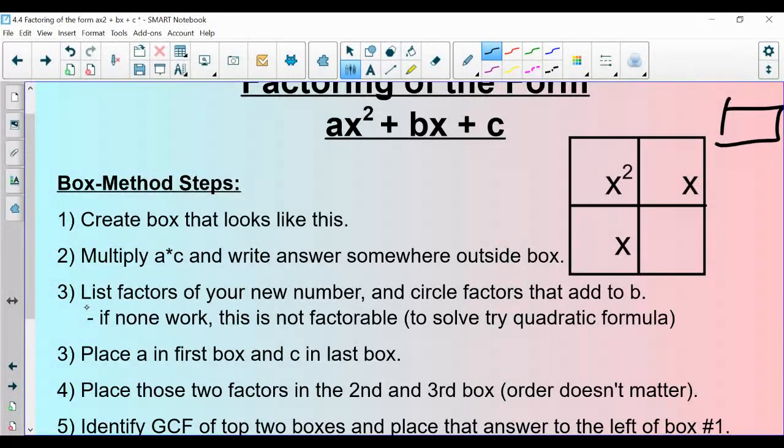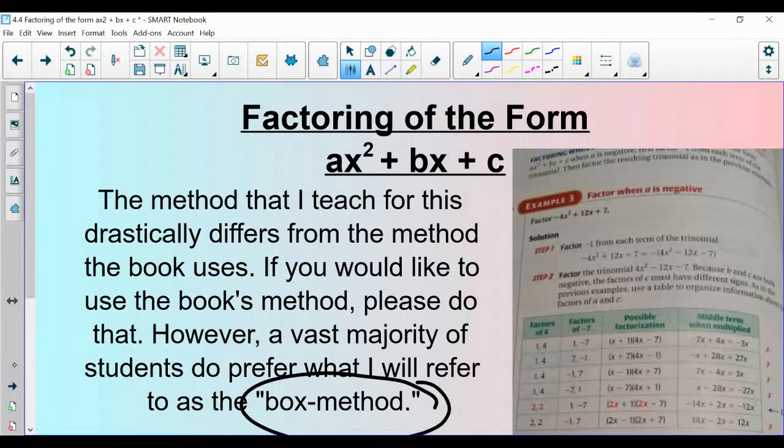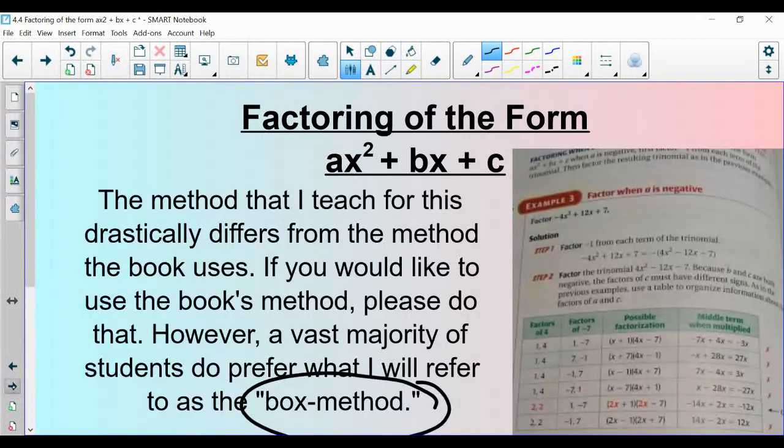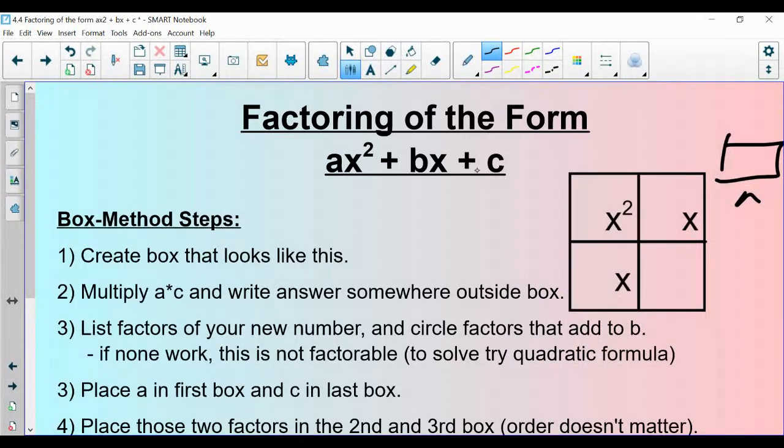Apparently I can't count, but step 3 says list the factors of that number. Just like over here we listed the factors of the last term, negative 12. Here it's not going to be the last term, the c term. It's going to be whatever a times c is, the number that we wrote out here.